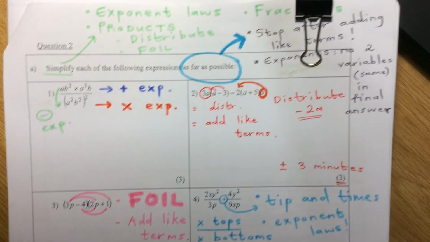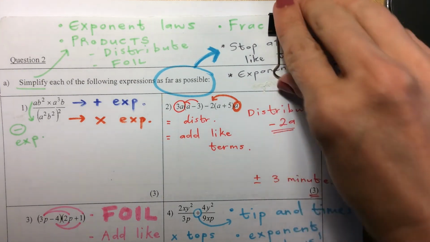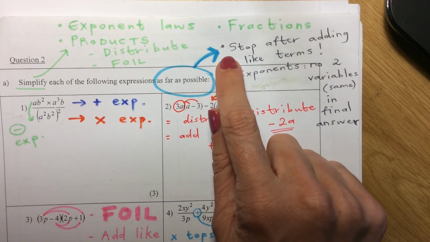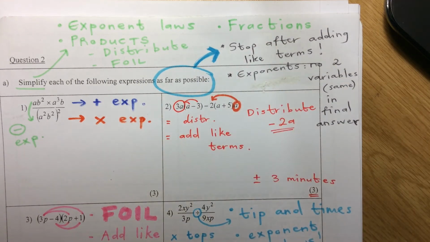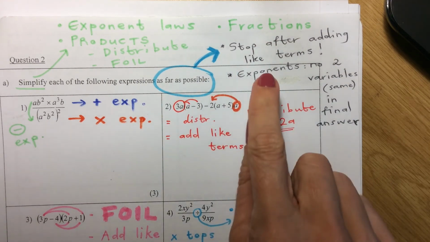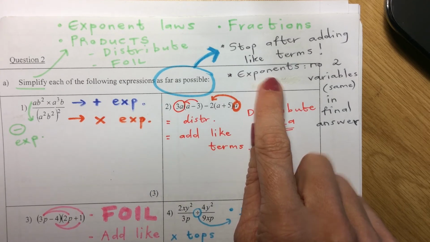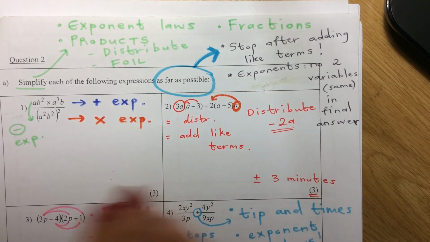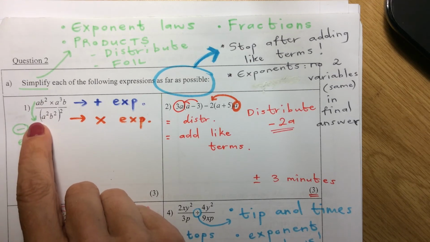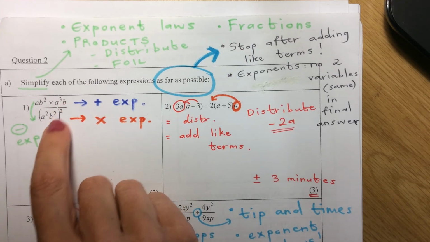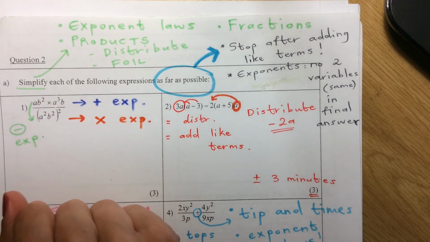So those are the different things that we need to remember. All right, then as far as possible, I would just remind myself that means stop after adding your like terms. And then for the exponents, we know we must stop when there's only one variable left. So in other words here, I want a single A somewhere in my solution and a single B. If I've got a B on the top and a B on the bottom, it's not fully simplified.